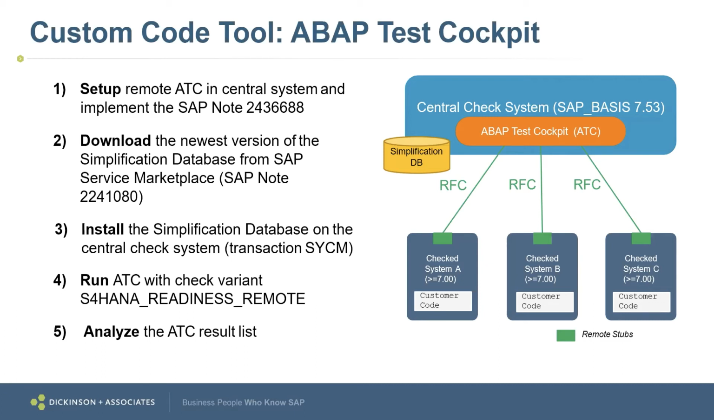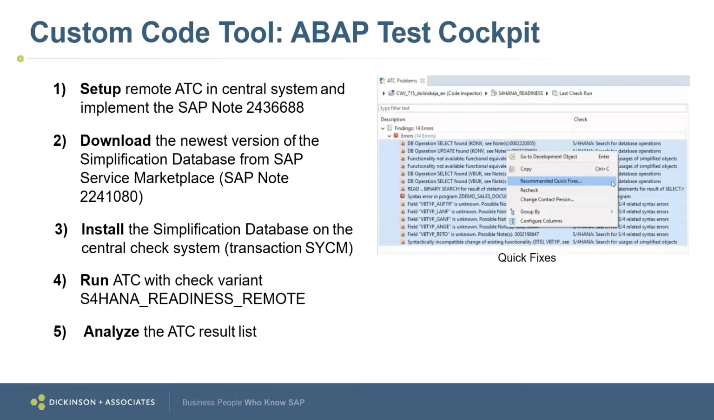Then you can run it against the simplification database. So you run the check, and that's run with the variant S4HANA_READINESS_REMOTE. And then you end up getting a listing of code that needs to be analyzed and corrected. The tool does provide what's called a quick fix option. So many of the remediations may be able to be corrected automatically by the ABAP Test Cockpit, but there will be others that will require manual intervention.